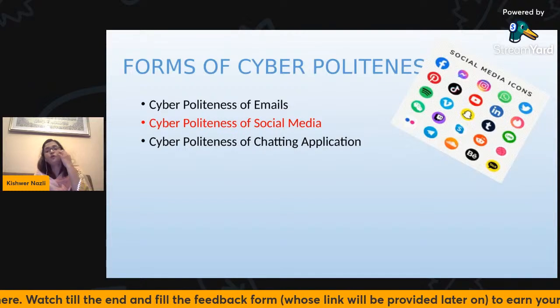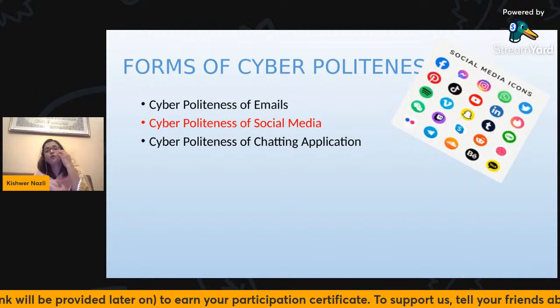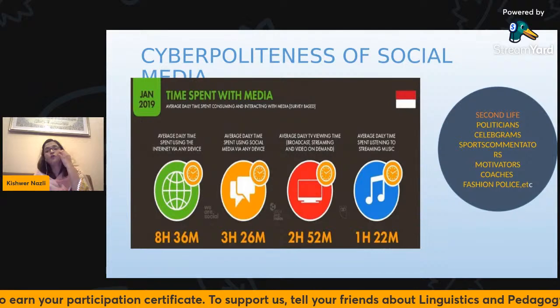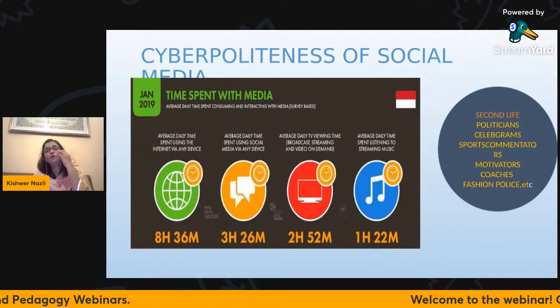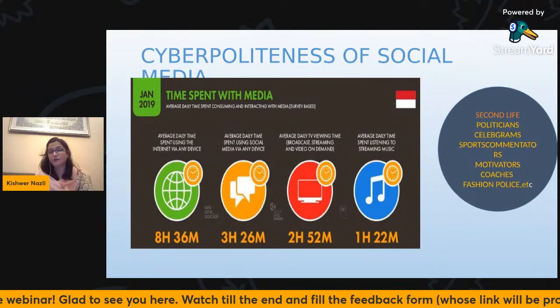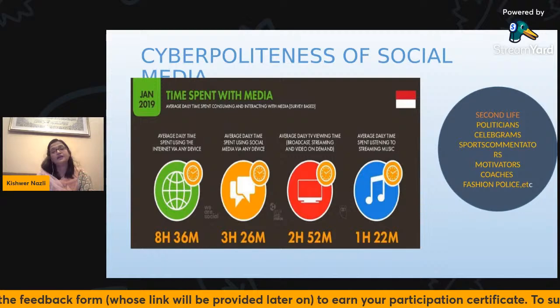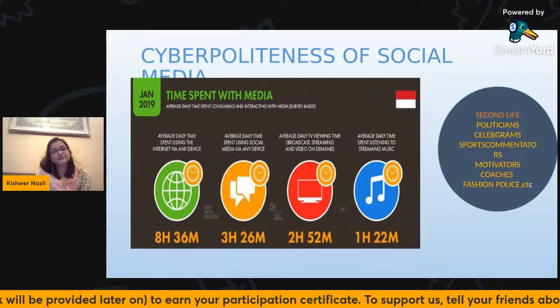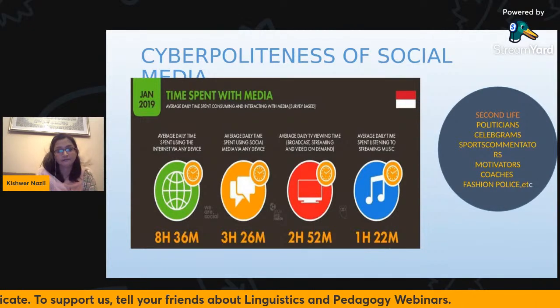So there are so many emails, social media, and a lot of things. You can see that the majority of time is now spent on the internet and computer or using chat. People are living on the internet. They are politicians, celebrities, sports commentators, motivators, coaches, fashion police. Nowadays, they do not need any platform. They all have their own channels, their own ways to introduce themselves. So they are leading a double life and more on social media.